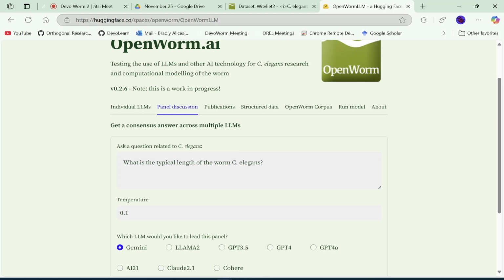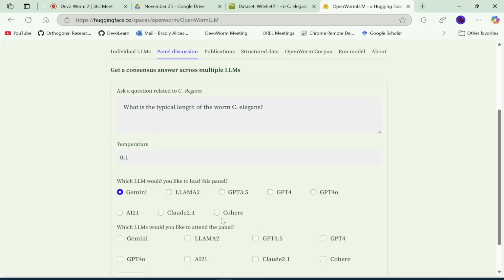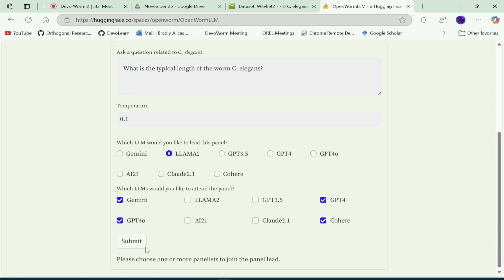There's this panel discussion, so this is where I guess you can actually have a panel of large language models. I guess you can only pick one to lead the panel. So let's have Llama 2 lead the panel. And then Gemini, GPT-4o, GPT-4, and Cohere. So it's like you have this leader of the panel and then the attendees. And I guess they're all going to give some sort of consensus answer. So let's submit that. We'll see what happens. It might take a while to do.